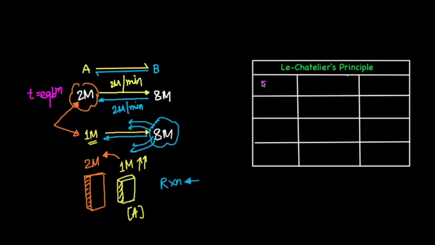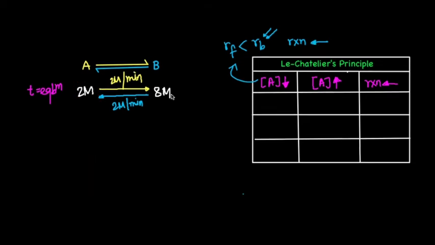In other words, if we decrease the concentration of A at equilibrium, according to Le-Chatelier's principle, concentration of A should increase, so the reaction moves towards the left. Obviously, this makes perfect sense because as concentration of A is decreased, rate forward now becomes lesser than rate backward, and because rate backward is more, so the reaction starts moving in the backward direction.